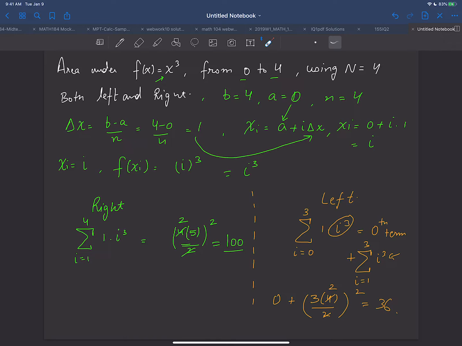Every time the strategy is always going to be fixed. The moment you have all this information that you're given, the first thing you have to do is write down the things that you know. Second, you have to find delta x. Third, you have to find this. Fourth, you have to find f of xi. And once you have all this information, you can compose a right sum or a left sum.